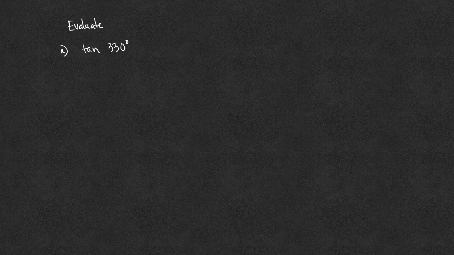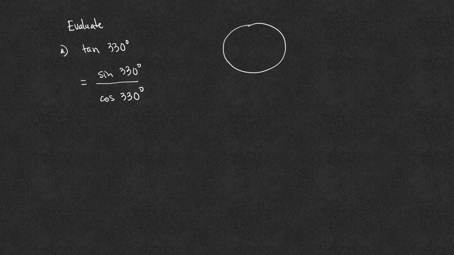To evaluate tangent of 330 degrees, we rewrite this as sine of 330 degrees over cosine of 330 degrees. Remember that we can find the reference angle for any angle that is more than 90 degrees. With 330 degrees, which is an angle in the fourth quadrant, because 270 degrees is right here and 360 degrees is back to the original position.